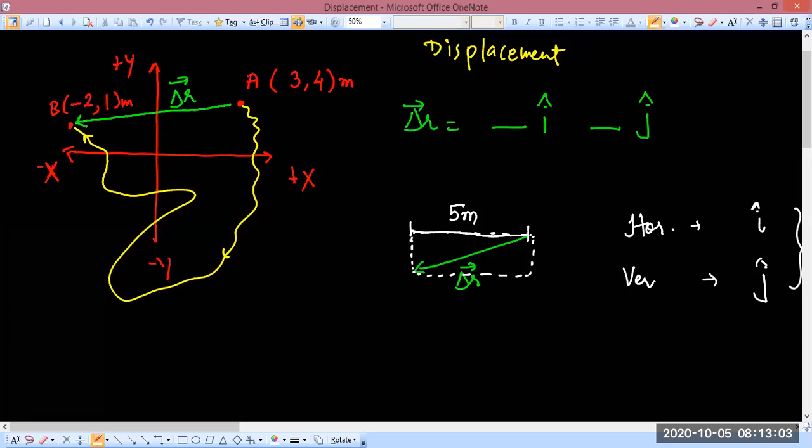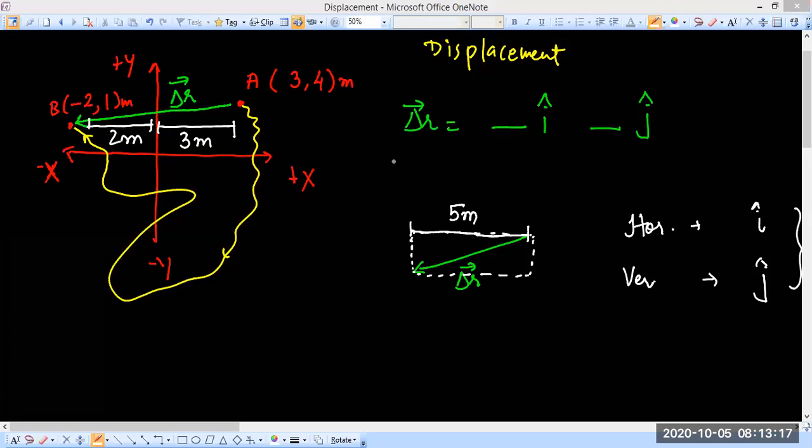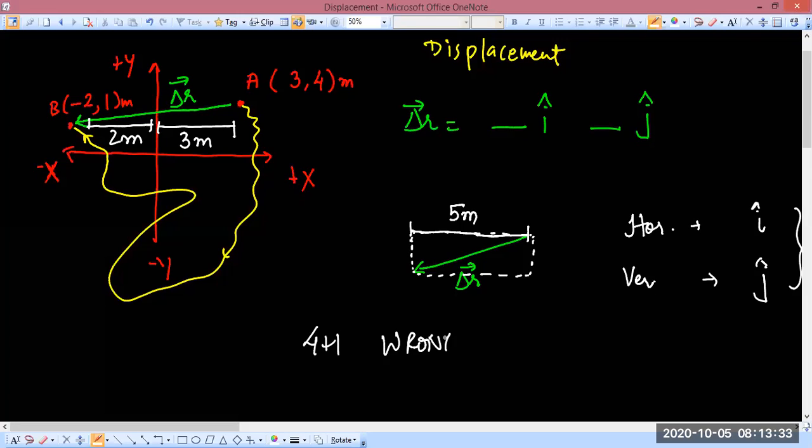Now why is it so? Think about it. From here to here is 3 meter, right? That's called x coordinate. And from here to here is 2 meter, right? So total horizontal is 5. Not 4 plus 1, Saurabh, 4 plus 1 5 is different. If you say this is 4 plus 1, I'll say wrong. This is 3 plus 2 5.